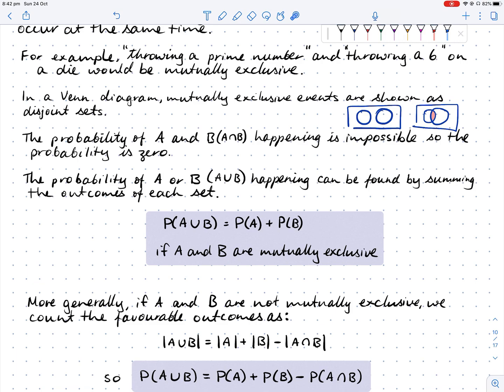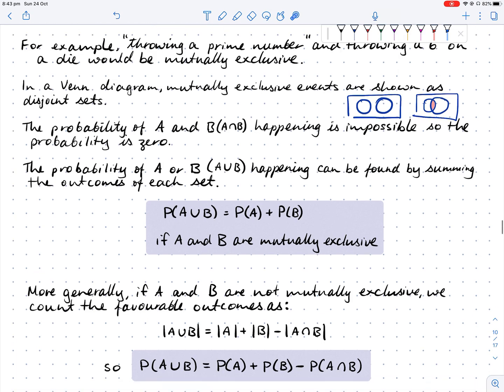If I want the probability of A or B happening in this sort of situation, then if I've got the probability of A and the probability of B, assuming there's nothing in the overlap, then that's going to give you every single possible outcome. So if I want to find the probability of getting A or B happening, all I need to do is add together the probability here and the probability there. So the probability of A union B, so A or B, is the probability of A plus the probability of B. And that's only if they are mutually exclusive.